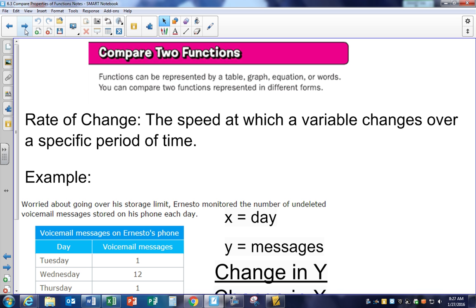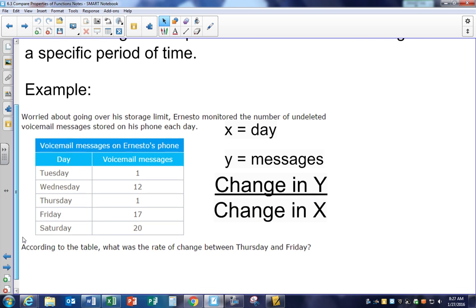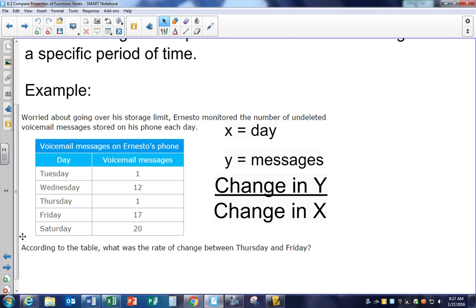So remember, the rate of change is the speed at which a variable changes over a specific period of time. So let's look at an example so we can find the rate of change in one function, so then we can use it to compare two functions. So let's look at our example. Worried about going over a storage limit, Ernesto monitored the number of undeleted voicemail messages stored on his phone each day. So we have a table for this function.